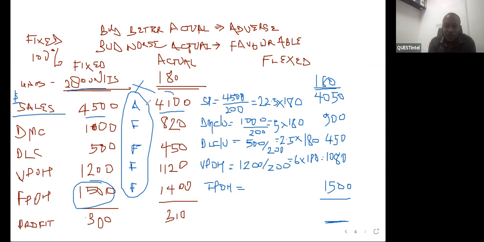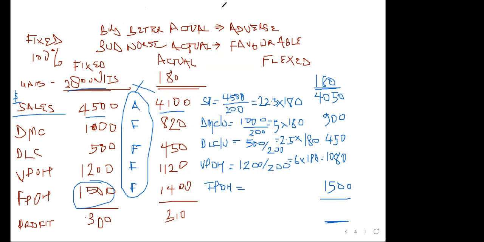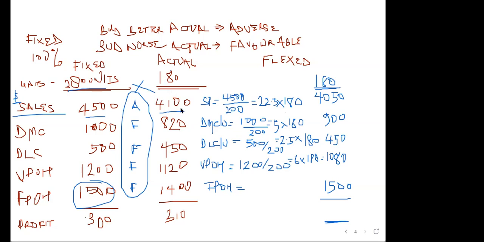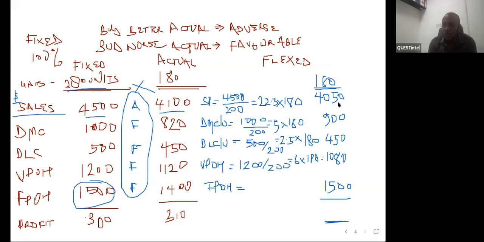At this point we can start comparing the actual with the budget, and we can compare with some level of sense. For our sales, 4,100 compared to 4,050: favorable or adverse? Remember, adverse is lower. We actually sold 4,100 and expected to sell 4,050. That's favorable.